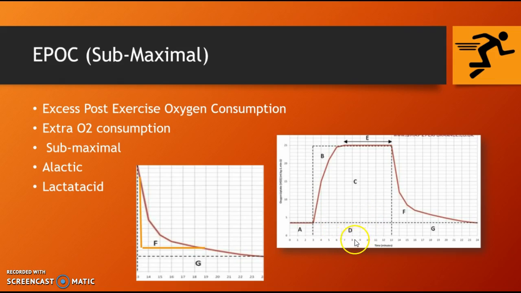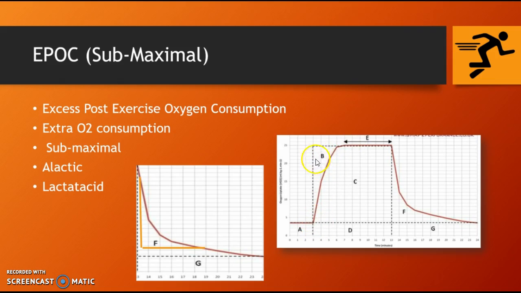So looking at this graph, this is basically showing the time and the amount of oxygen that we need to consume in submaximal exercise. A basically shows the rest, and then here we see a massive increase in the amount of oxygen we need to consume. This is because exercise has started.